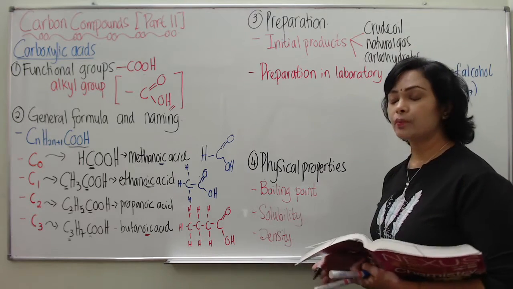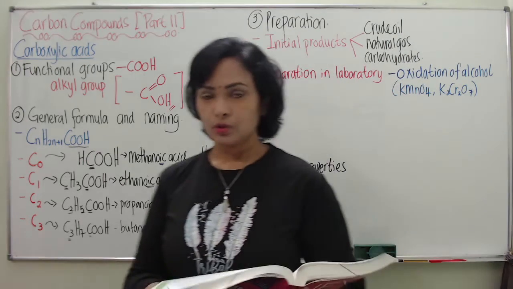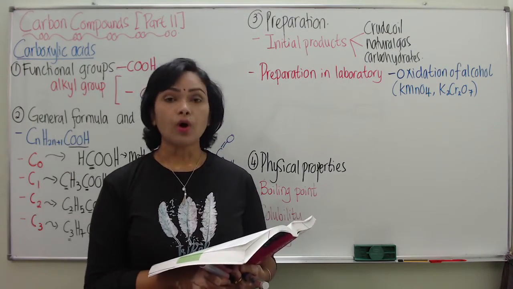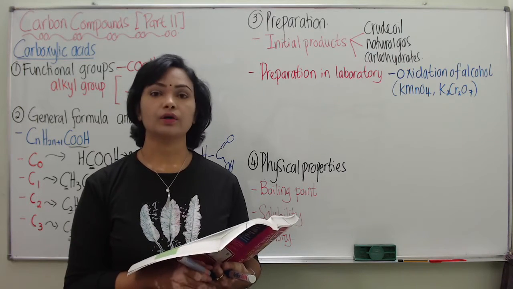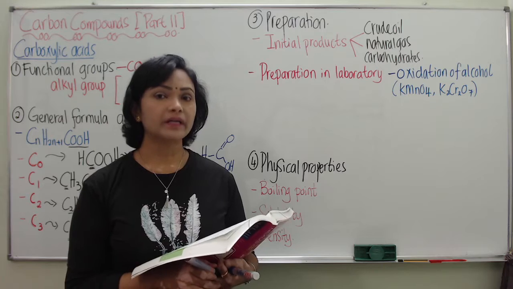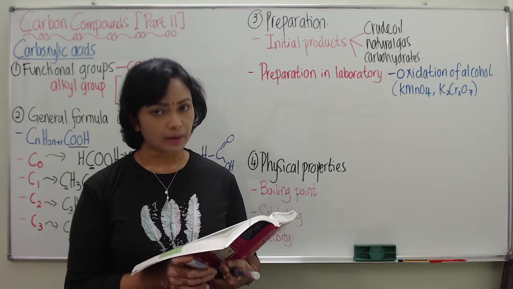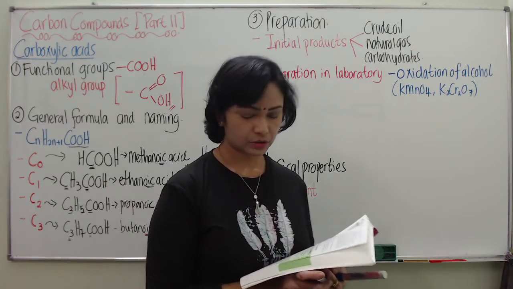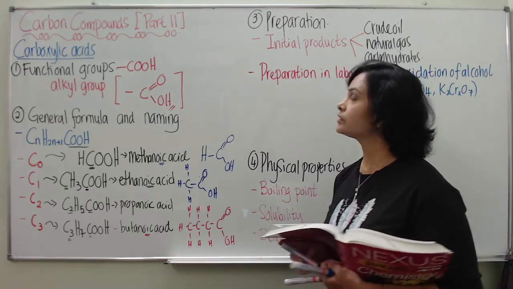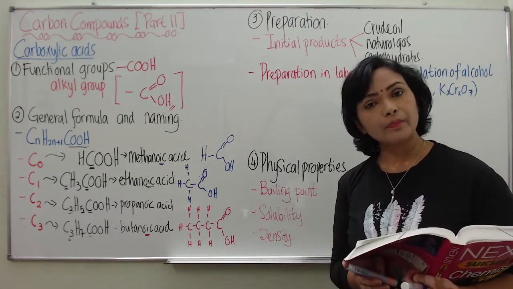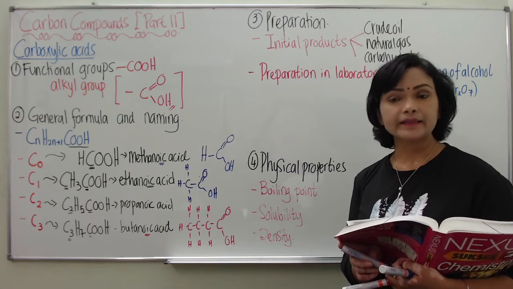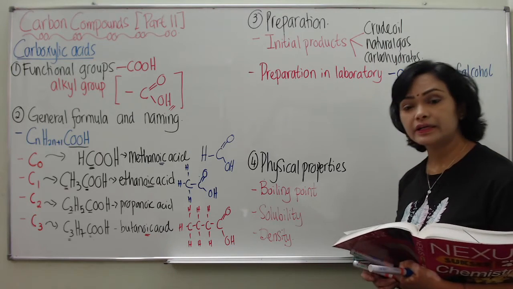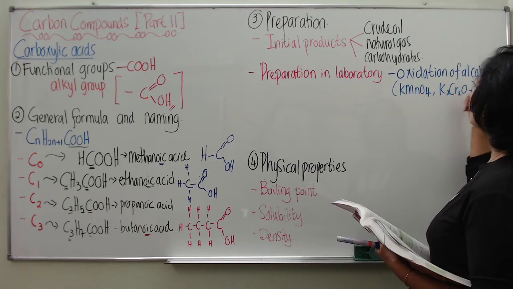Now why are the initial products said to be petroleum, crude oil, natural gas and carbohydrates? Because all these three substances produce alcohol. So alcohol is the main raw material for production of carboxylic acid. But here in your Form 5 syllabus, we are going to concentrate on the preparation of one type of carboxylic acid, which is ethanoic acid. So ethanoic acid, how is it prepared in the laboratory? It is through the oxidation of alcohol.